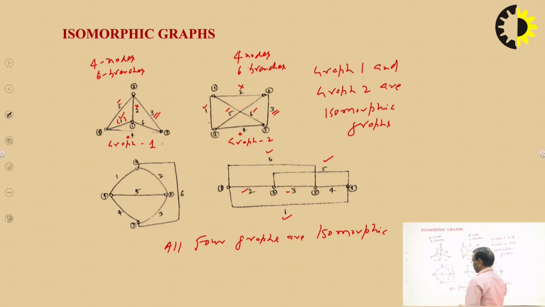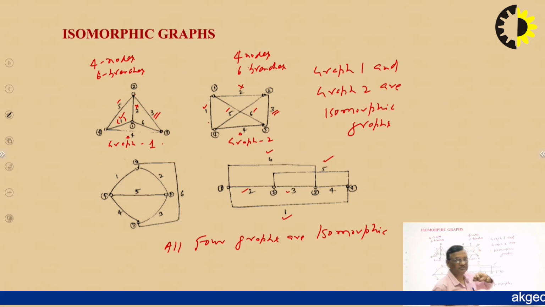So if the network is given, the network is the same. So the graph of the network can be drawn in 4 different ways. All are the same. Okay.